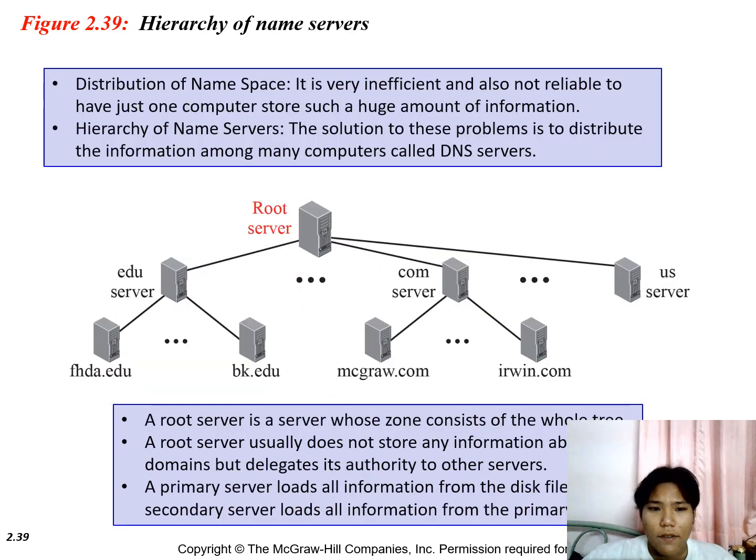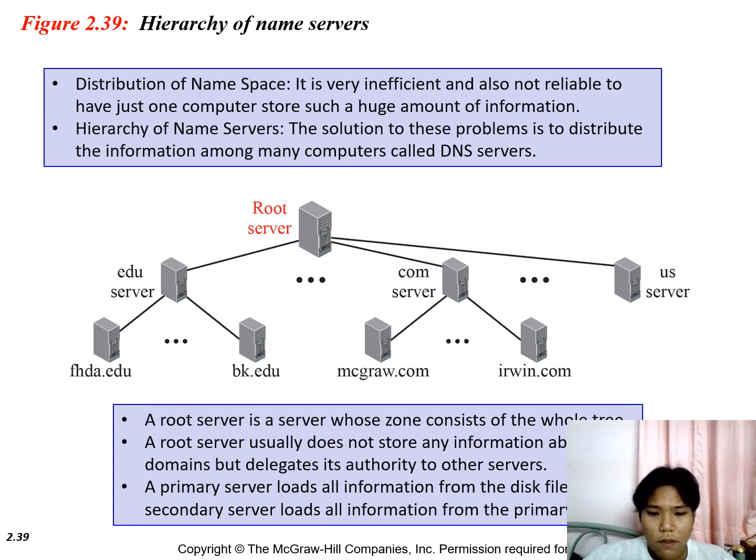Hierarchy of name servers. Distribution of namespace. It is very inefficient and also not reliable to have just one computer store such a huge amount of information. The solution to these problems is to distribute the information among many computers called DNS servers. A root server is a server whose zone consists of the whole tree. A root server usually does not store any information about domains but delegates its authority to other servers.